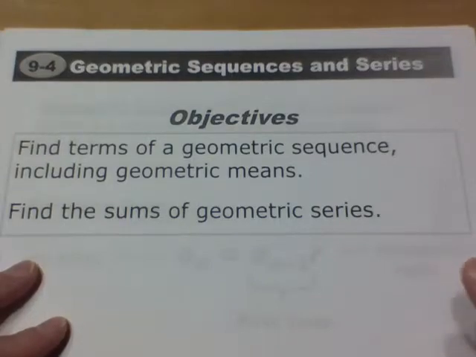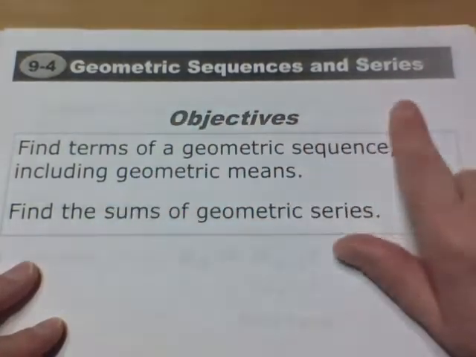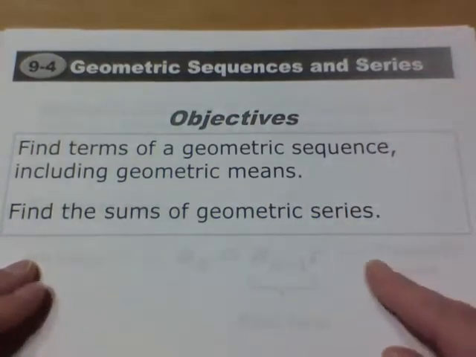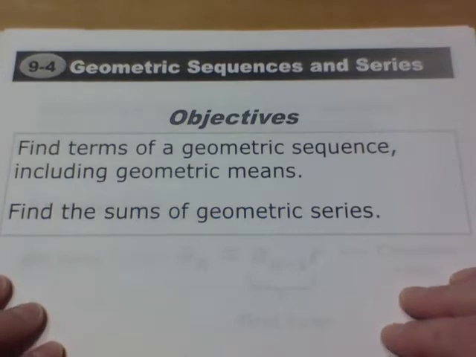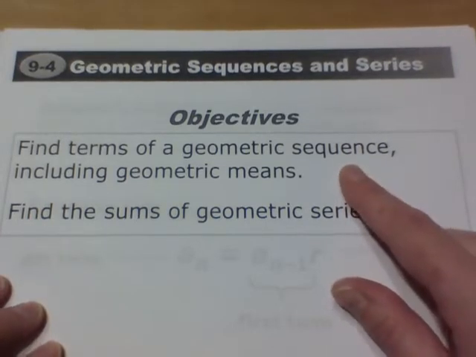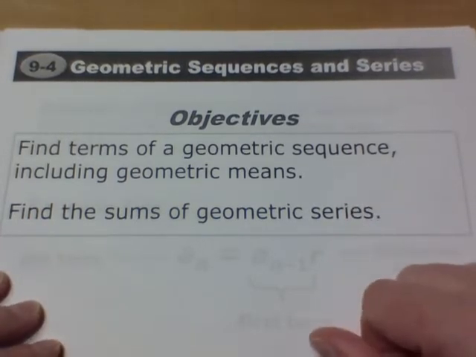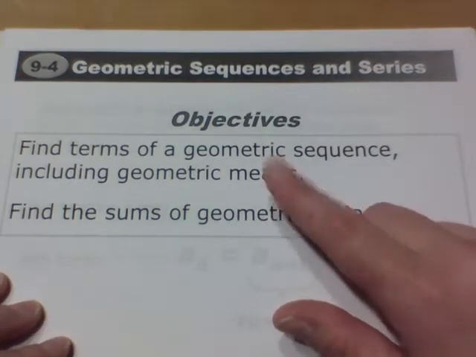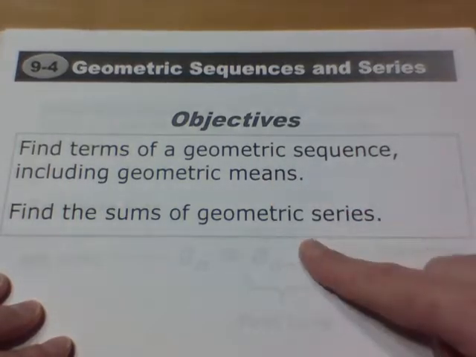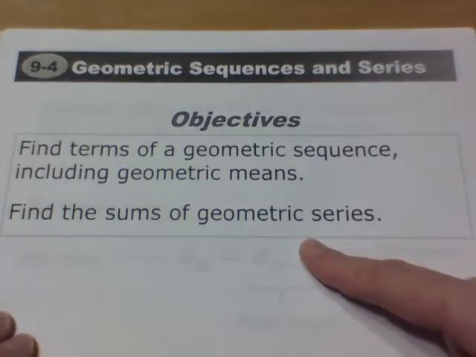All right, so here we are with 9-4 geometric sequences and series. The previous lesson was arithmetic, and now we're moving on to geometric. Geometric sequences just means that you're going to multiply something now instead of adding or subtracting. And so we're going to find terms in the geometric sequence, find a geometric mean, and then also talk about sums in a series.